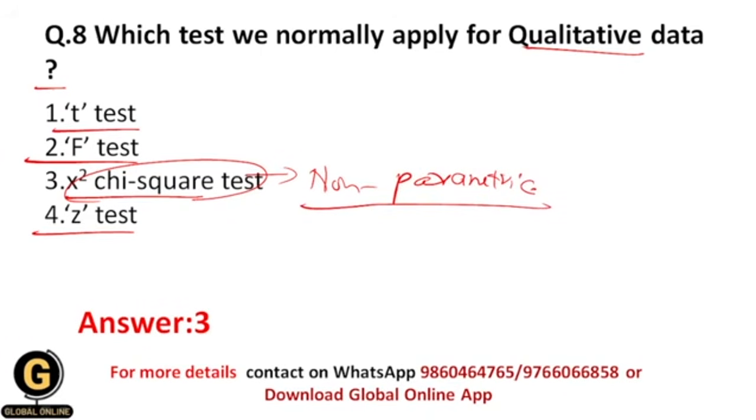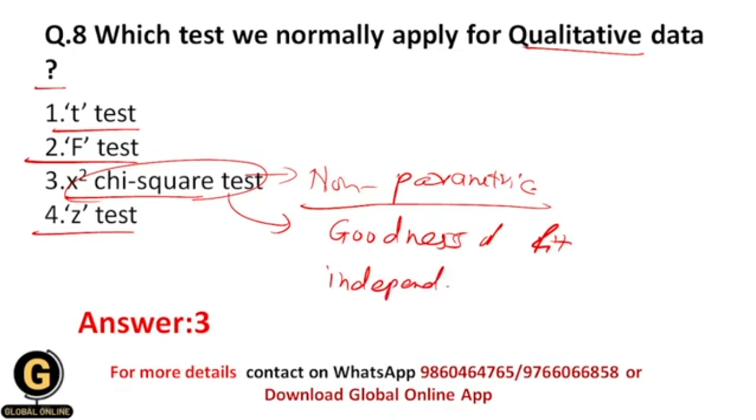The other tests here, t test, f test and z test, are parametric tests and are based upon certain assumptions of the population. And as I told you earlier in this video, the chi-square test can test the goodness of fit, and another test that can be done using chi-square is the independence test. That's why, whenever we need to test qualitative data, we normally apply the chi-square test, and your correct answer should be 3.